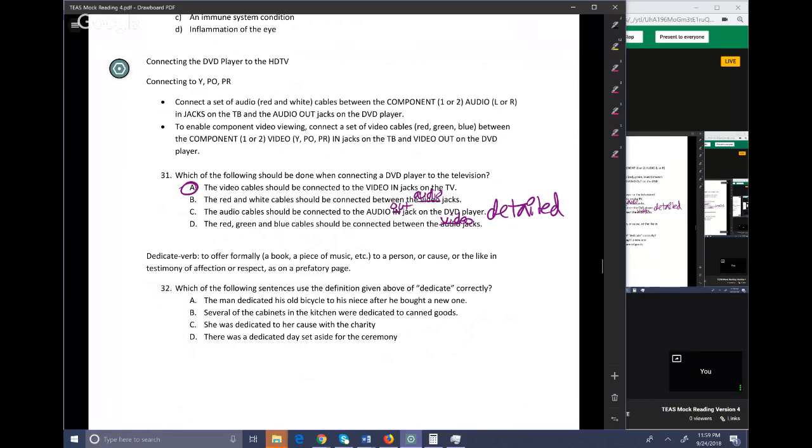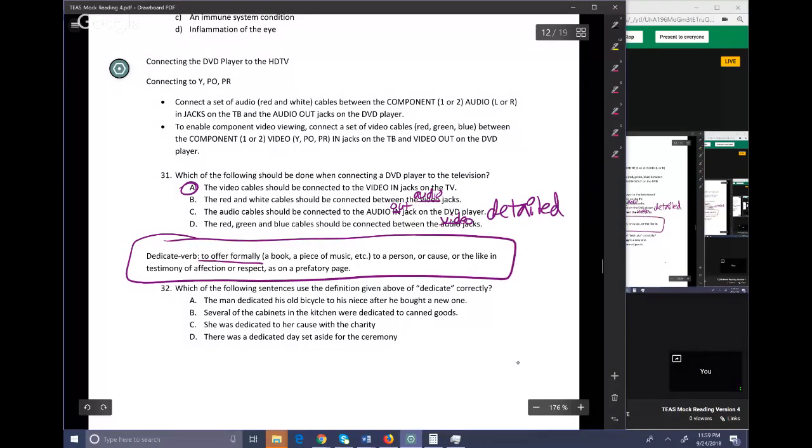This one defines a certain usage of dedicate as a verb. To offer formally goes with choice A, to dedicate the old bicycle.